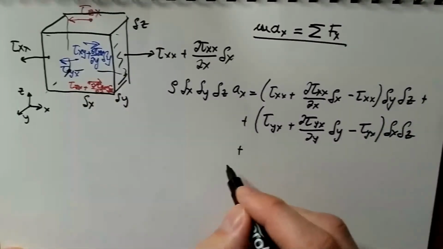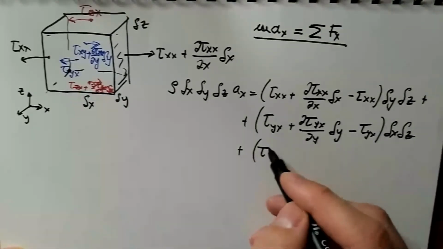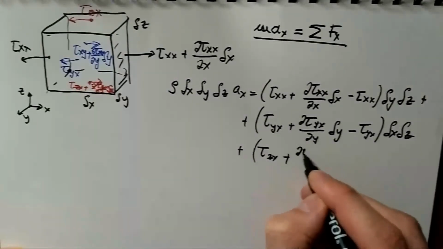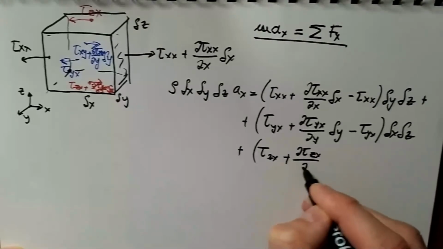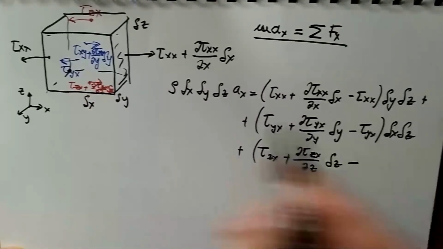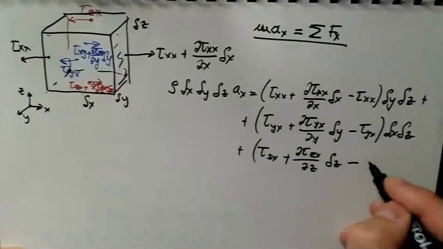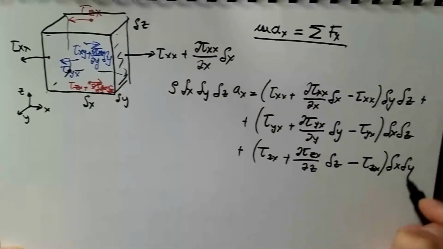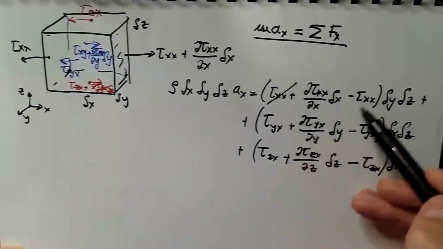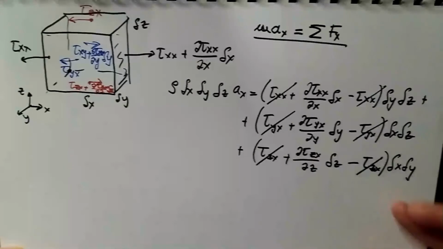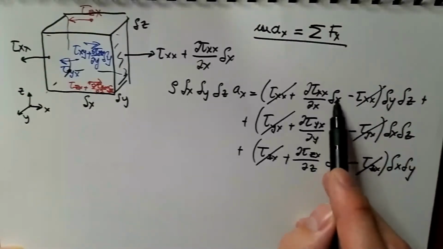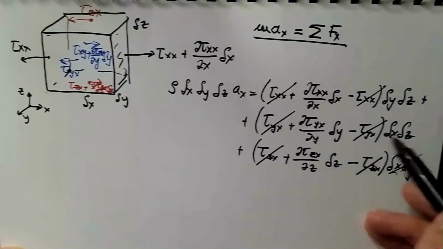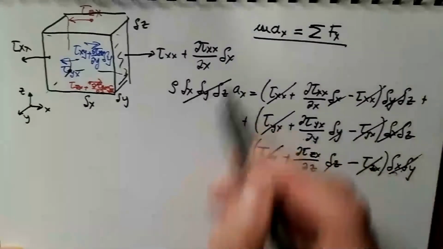Lastly, I have tau zx, so I am collecting the red one, plus delta tau zx over delta z times distance delta z, and minus the one that is going in the opposite direction of the x-axis, tau zx, times delta x delta y. I hope you can see that these cancel out, that when I bring delta x here I get volume, delta y here gives me volume, delta z here gives me volume, so I can cancel these guys with the volume on the left side.